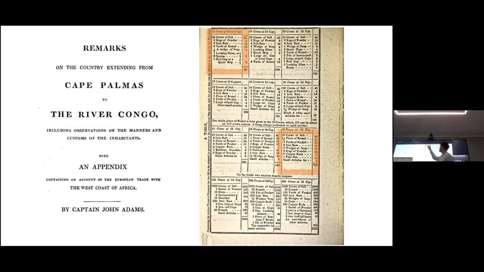The copper is constituted by a variety of things. It was called assortment, sortings, bundles. Here you can see, for example, salt, kegs of gunpowder. And there's also some structure here. It's usually 1 to 5 or 1 to 4. So a large unit would cost 4 or 5, and a smaller one, for example spoons or looking glass or some small handkerchiefs of romal, would only cost 1.